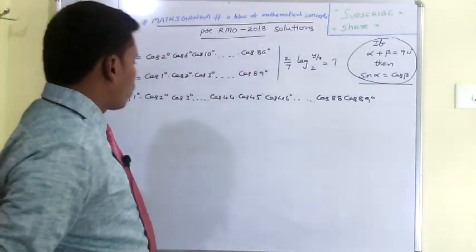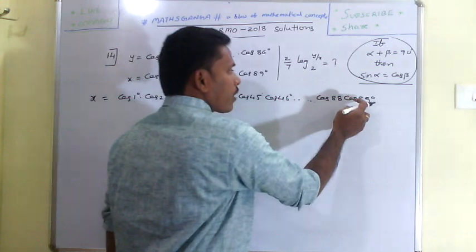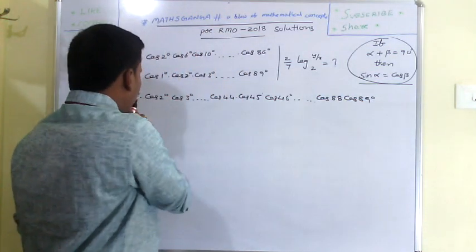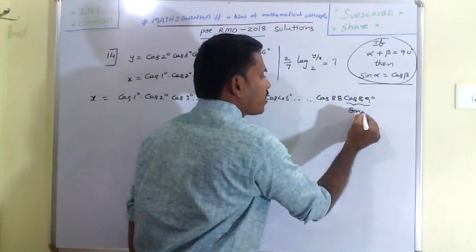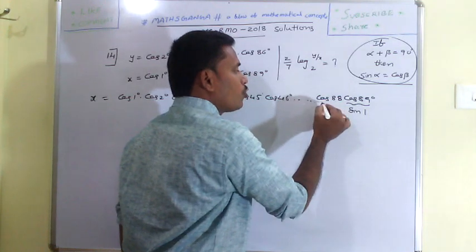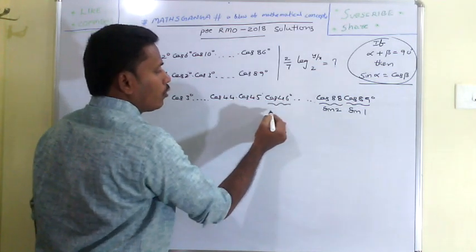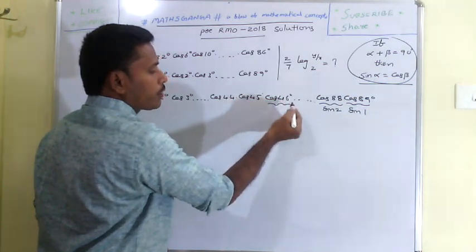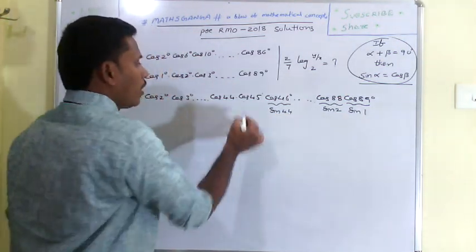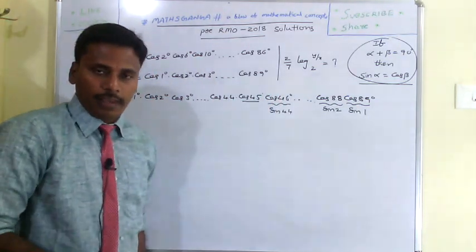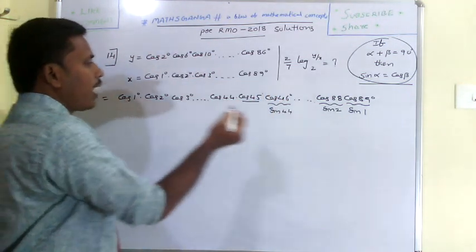We have a logic here: if alpha plus beta is 90, then sin alpha is cos beta. Since 89 plus 1 is 90, you just write this cos 89 as sin 1. 88 plus 2 is 90, so write it as sin 2. Like that, if you continue from backwards, you can stop with cos 46. 46 plus 44 is 90, so you just rewrite cos 46 as sin 44. And cos 45 remains the same. Now if you look, this is cos 1 and that is sin 1.